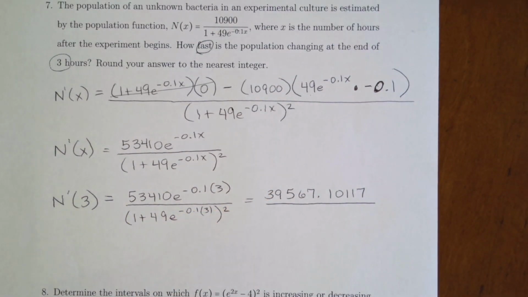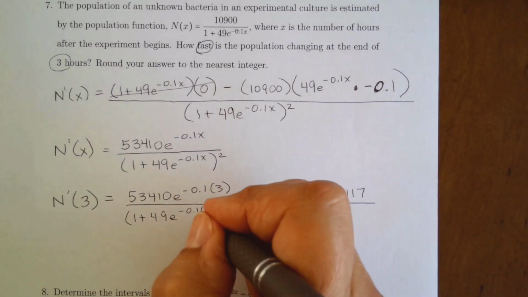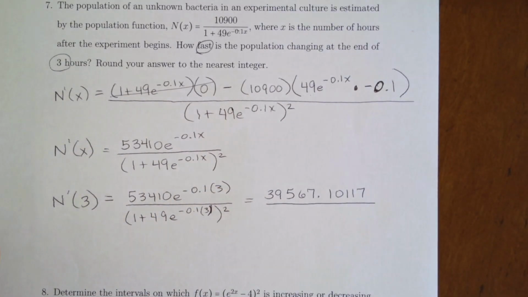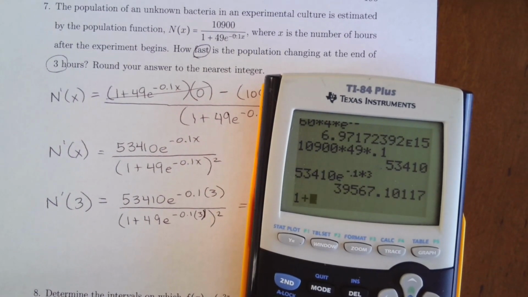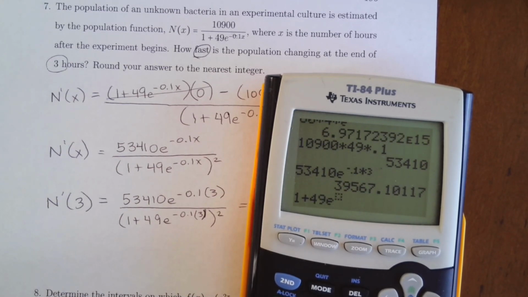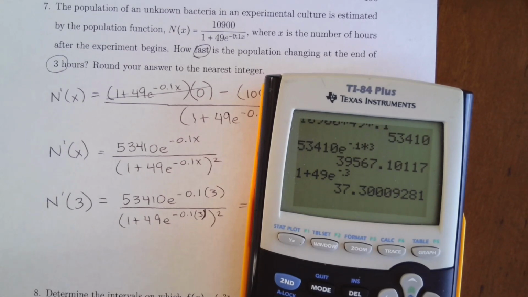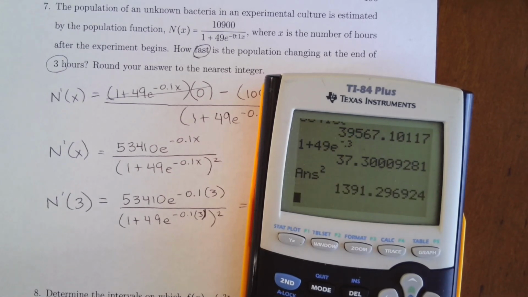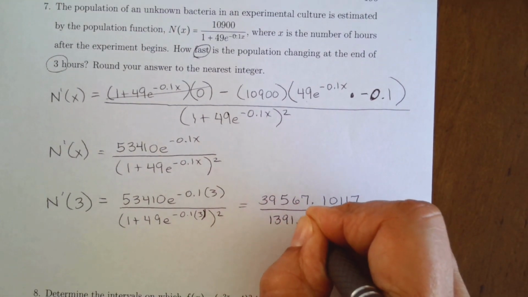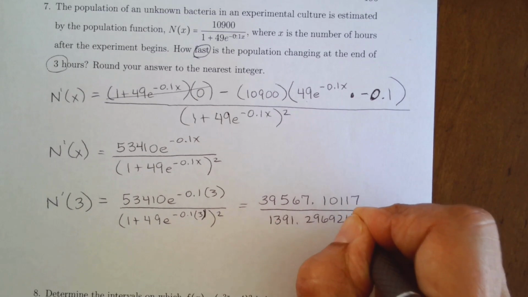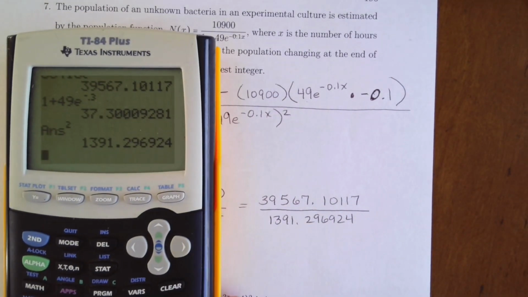All right, so now I'm going to do the bottom. I'm putting in 3. Okay, so I've got 1 plus 49 e to the, let's do negative 0.3. And then I'm going to square that. So that gives me 1,391.2969. Okay, so I have to divide those numbers, okay?